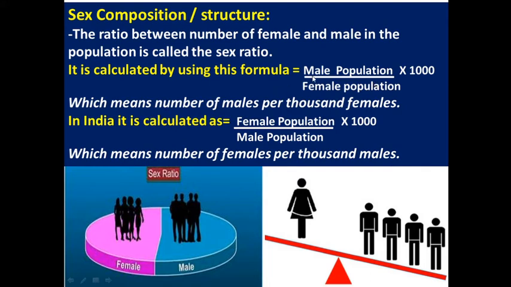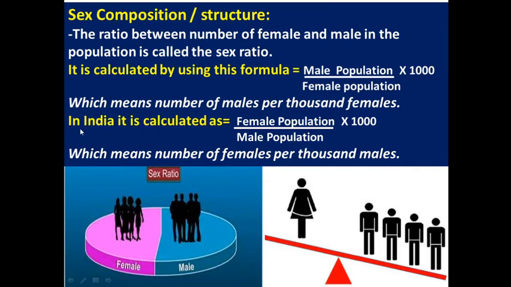Here, this means out of 1000 females, how many males are there in the population, or out of 1000 males, how many females are there. So this is the first formula through which we can find the sex ratio.